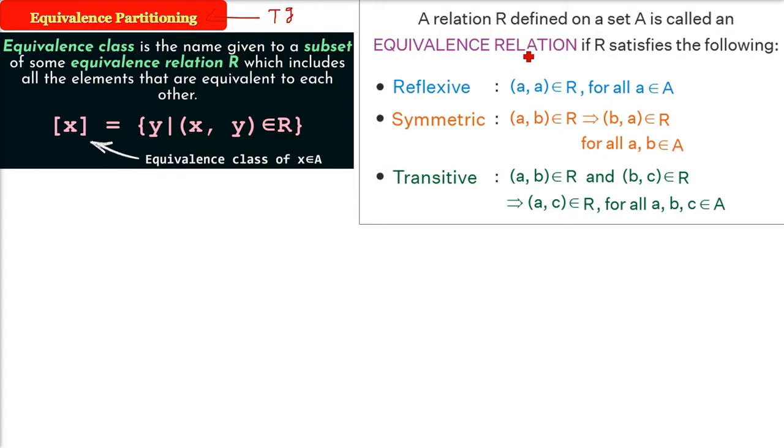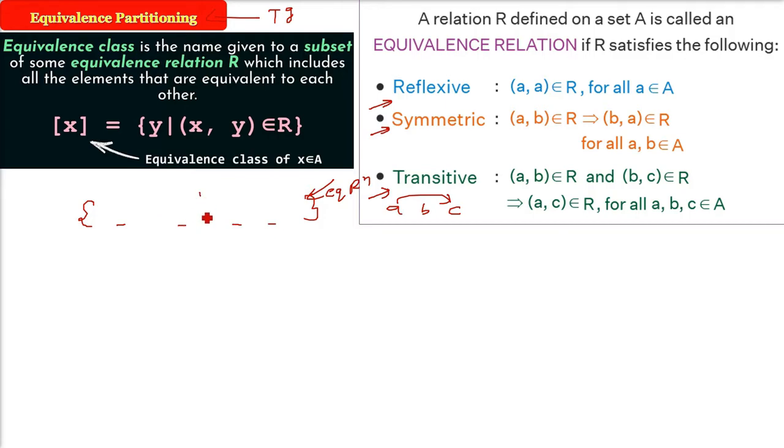Any relation, that is, a set, is an equivalence relation if it is reflexive, every element is related to itself. If it is symmetric, every relation A to B is also B to A. Transitive, if A is related to B, B is related to C, then A is related to C. So these kinds of relations are called equivalence relations. That is, the values are equivalent. They are regarded as equivalent.